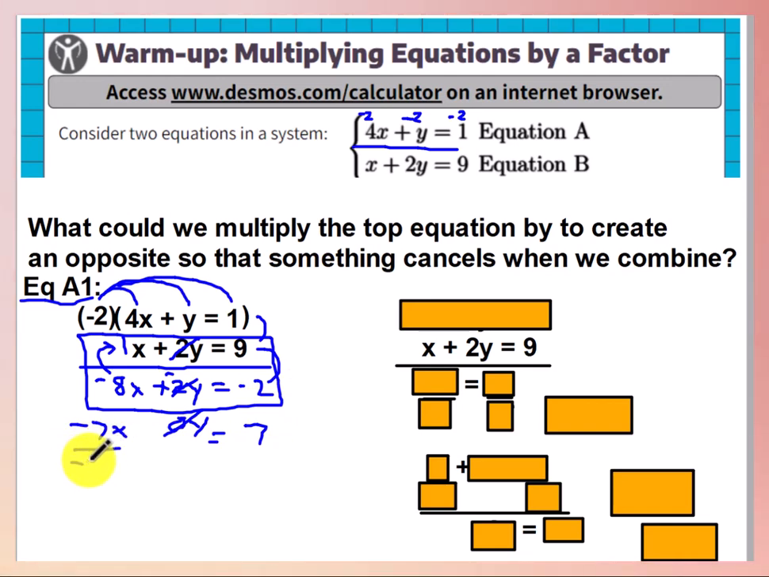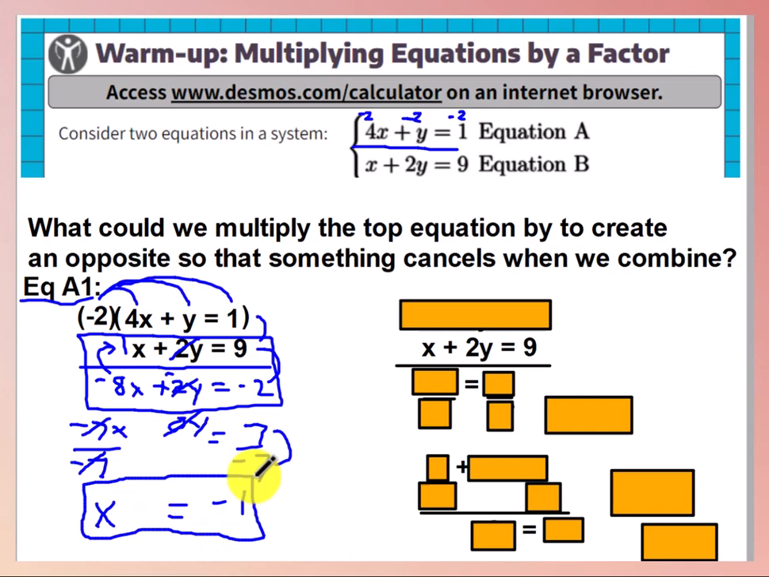Divide both sides by -7. -7 over -7 is 1x equal, a positive divided by a negative is a negative. 7 divided by 7 is 1. So x equals -1. See if I can write that a little more neatly for you. All right, distributing through by a -2 gives me -8x minus 2y equal -2. Make sure you're writing this down on page 116. I'll be checking in your workbook.